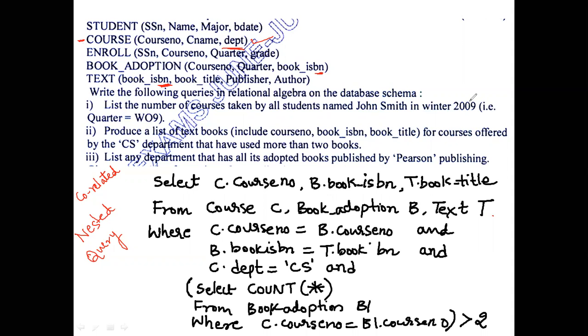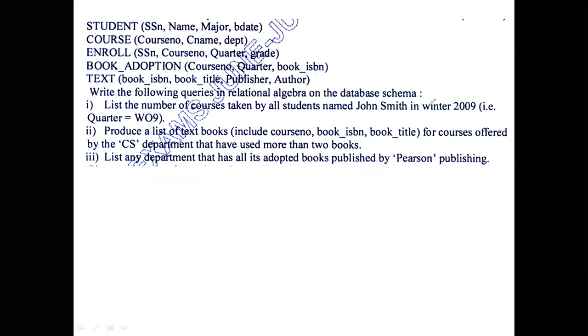So next, let us go to the next one. That is: list any department that has all its adopted books published by Pearson Publishing. Which means we must extract the department which has adopted all the books from a particular publisher.